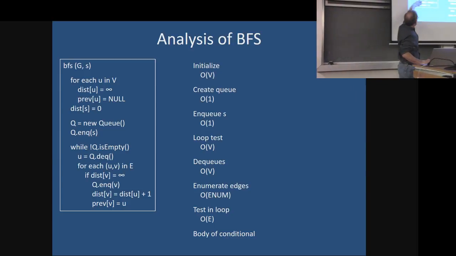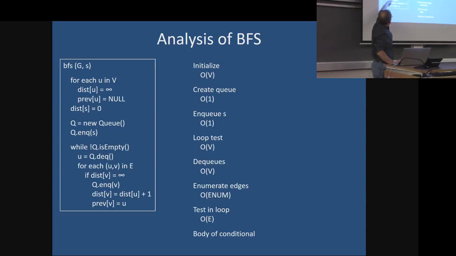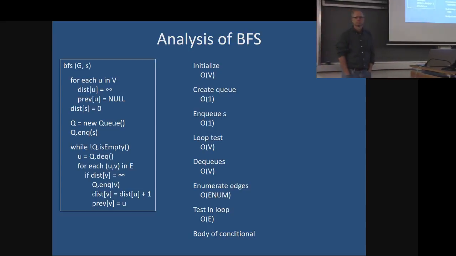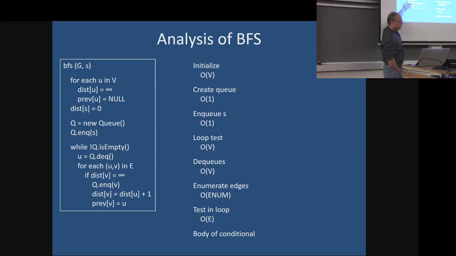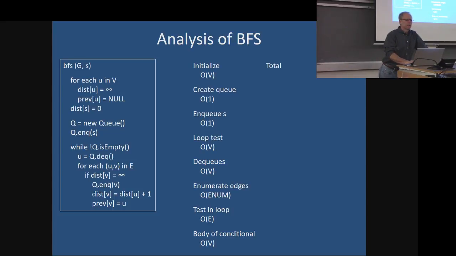And then, how many times will we run this stuff here? Yeah, once per vertex. Each vertex gets dealt with once. And each of these is a constant time operation. So that's O of V as well. So there's our entire analysis. And if you add it all up, you get that.